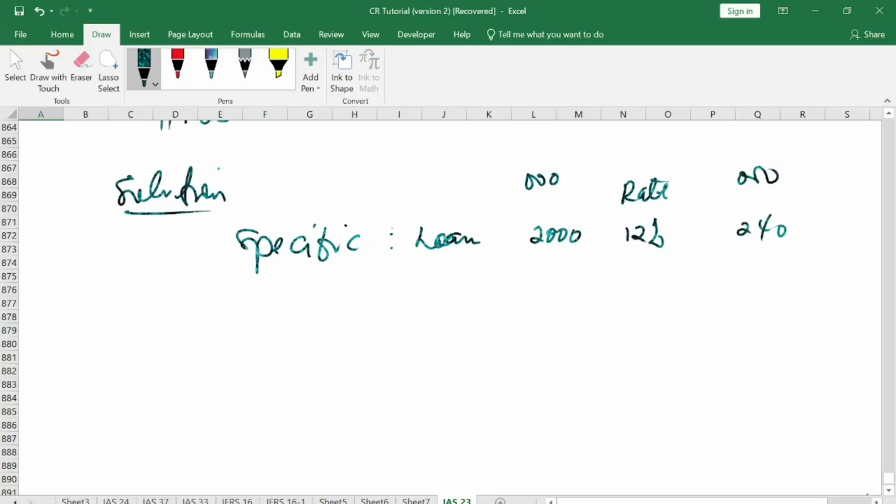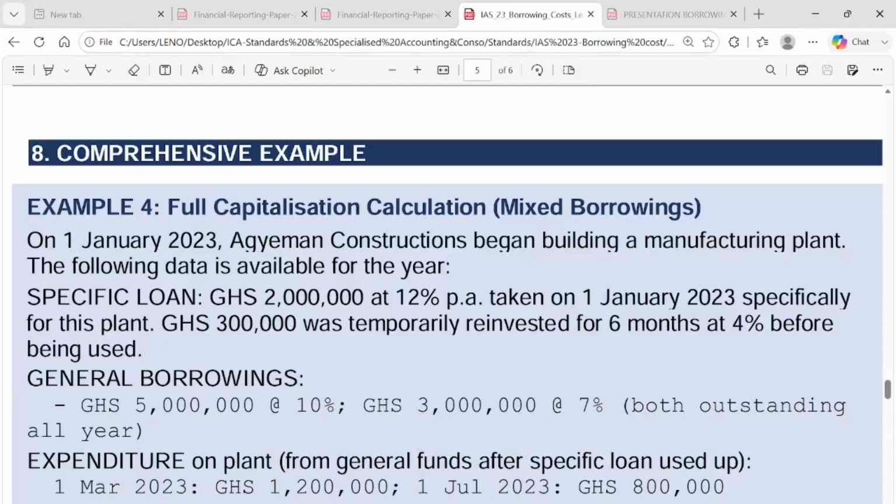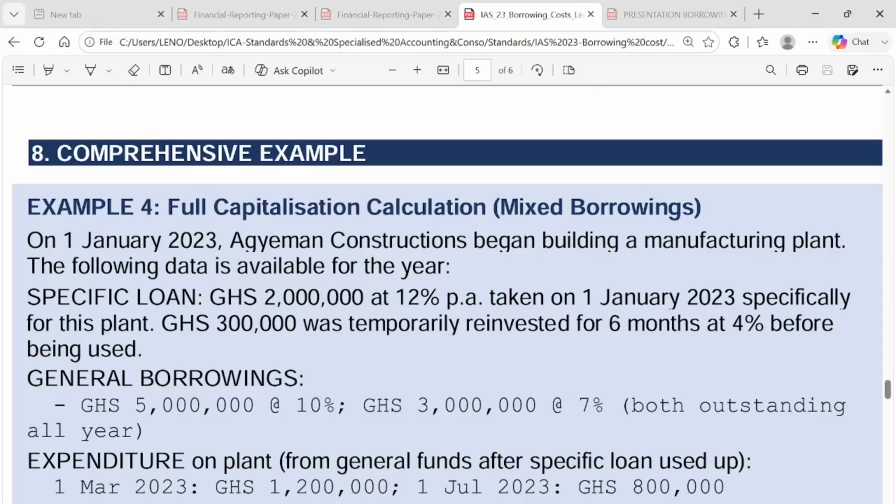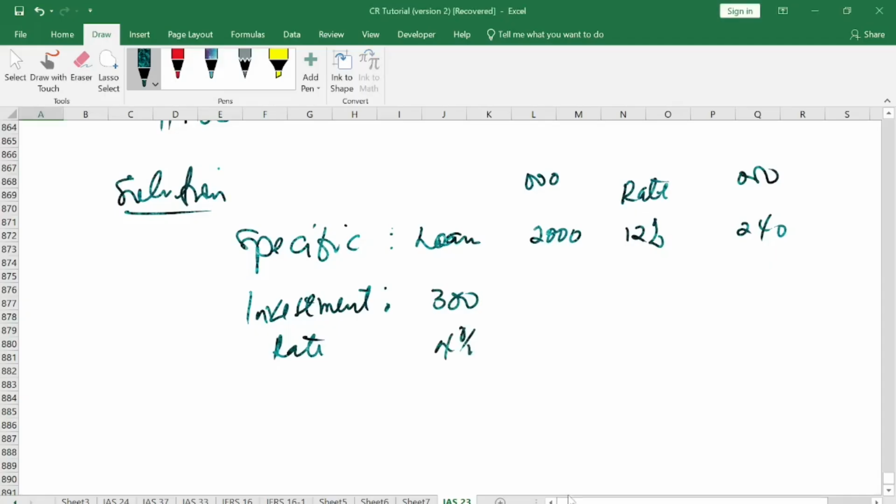Okay, they invested. So interest on investment. They invested 300,000, so we have 300 here, and then the interest rate of the investment was 4%. So we charge 4% on this.